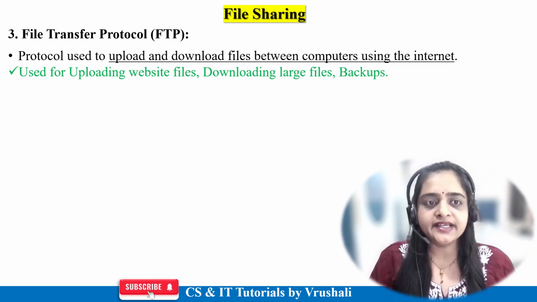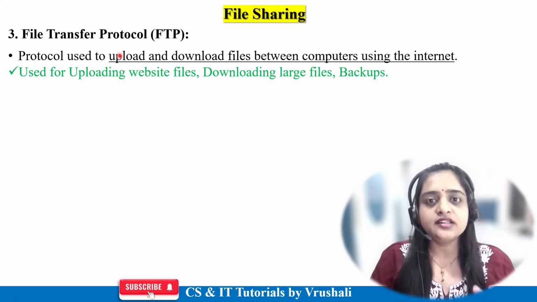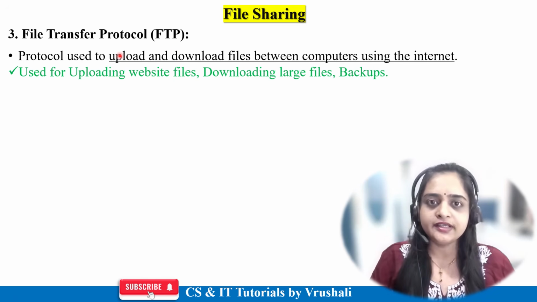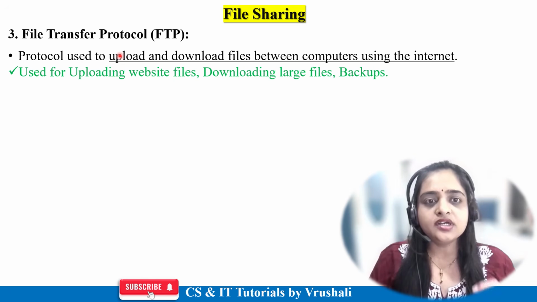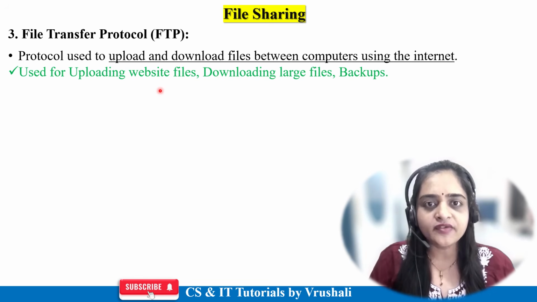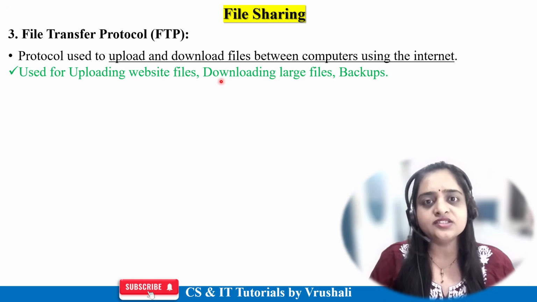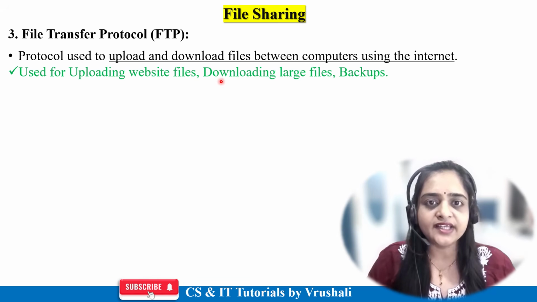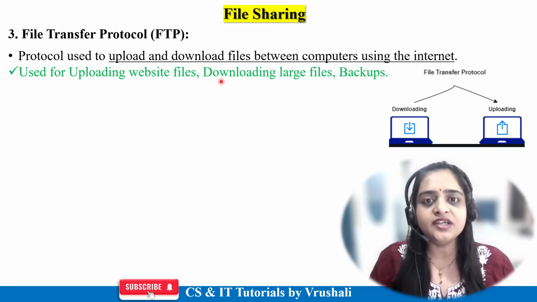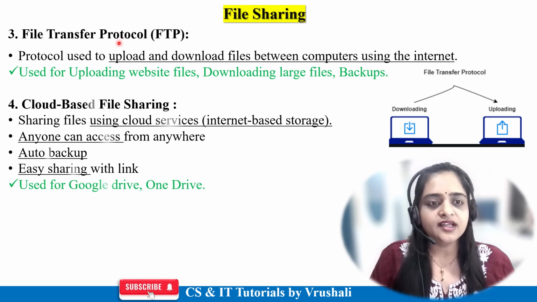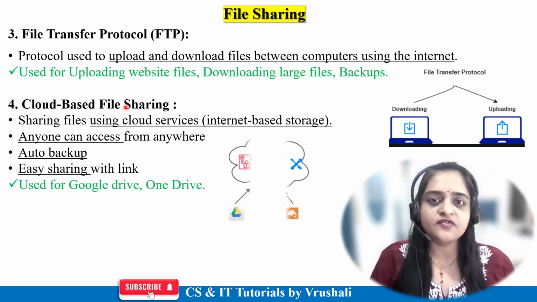The next file sharing method is by using the FTP protocol, that is File Transfer Protocol. This is one of the application layer protocols in the OSI model. Suppose the user wants to upload and download files between computers by using the internet. At that time the FTP protocol is used. Suppose the user wants to upload a file to a particular website, or download a movie, songs, or back up a particular file. For all these purposes the FTP protocol is used. And the last method is cloud-based file sharing.